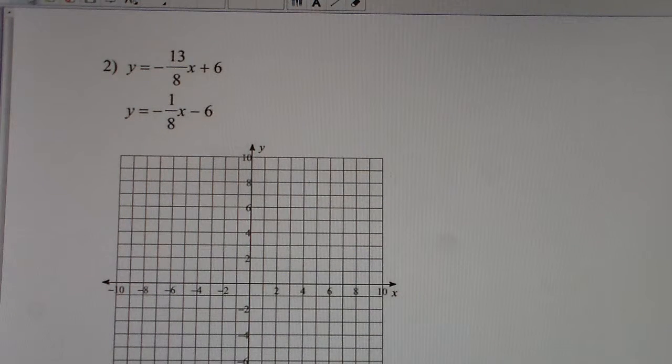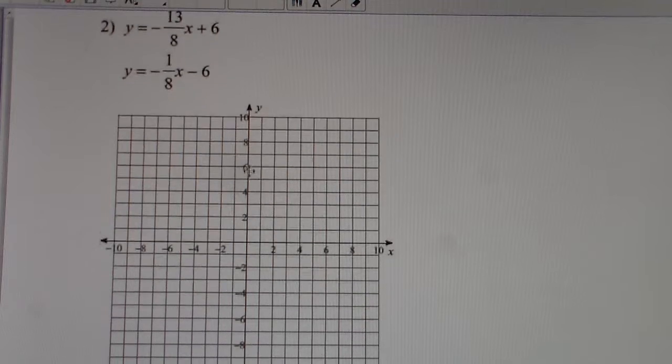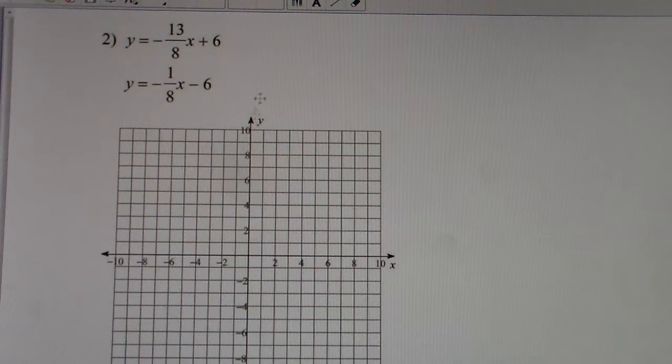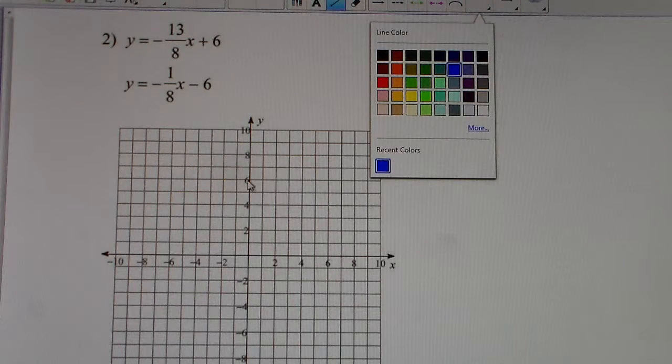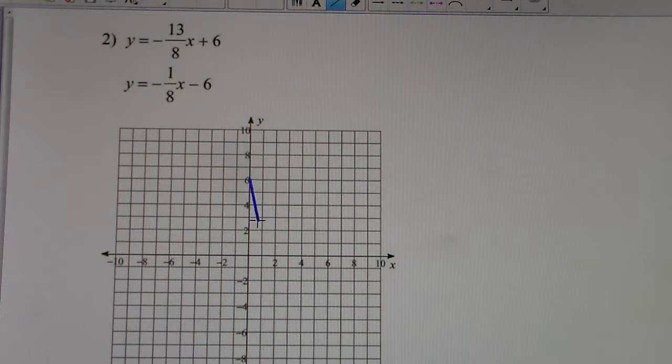Next one up, problem number 2. We have y equals negative 13/8 x plus 6. So let's graph that guy. At positive 6, we're going to go down 13, which is right there, and then we're going to go over to the right 8. So there's our one line.